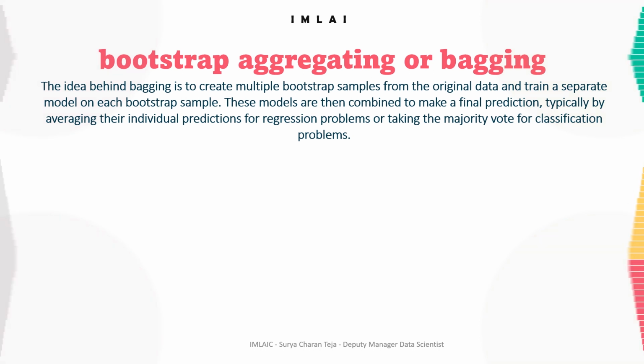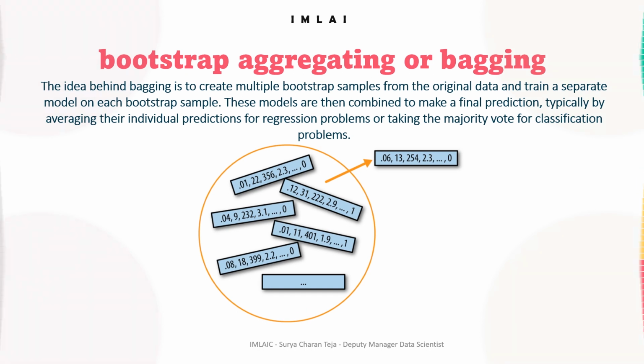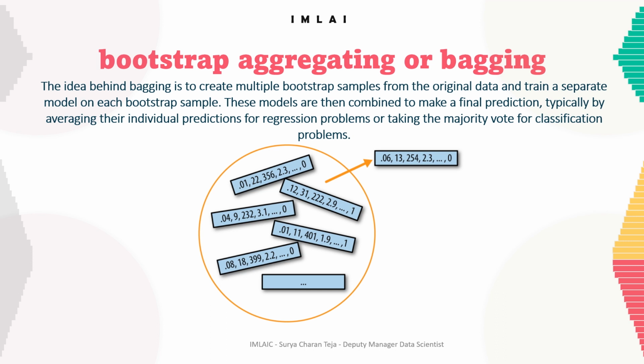So the idea behind bagging is to create multiple bootstrap samples from the original data and train a separate model on each bootstrap sample. These models are then combined to make a final prediction, typically by averaging their individual predictions for regression problems or taking the majority vote for classification problems. If it is a regression problem, it is the individual predictions averaged. If it is a classification problem, majority vote.